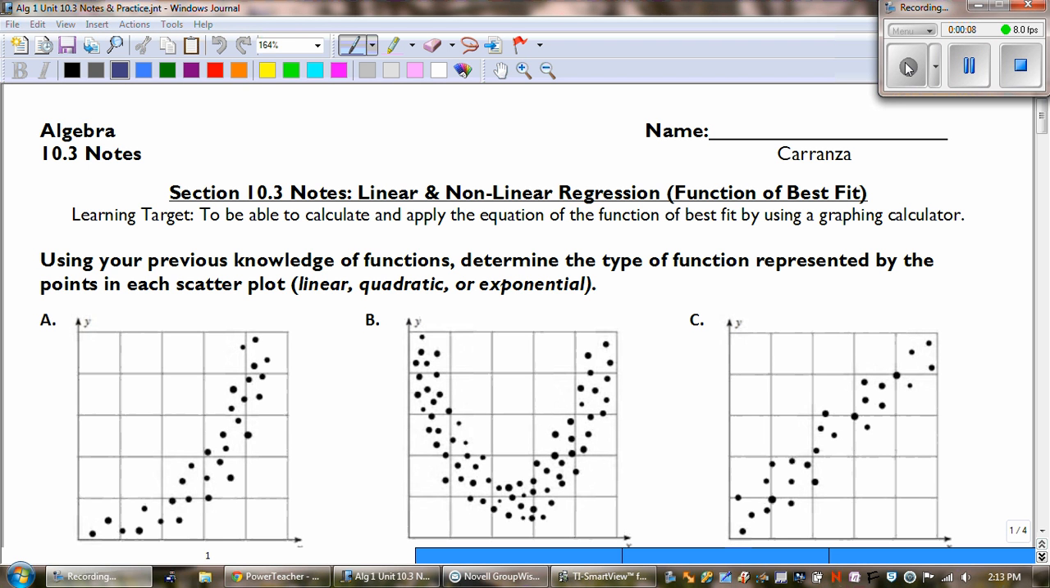Today we're talking about linear and nonlinear regressions, the function of best fit. Our learning target today is to be able to calculate and apply the equations of the functions of best fit by using a graphing calculator. So you will need a graphing calculator for this lesson, or you can just follow along with me.